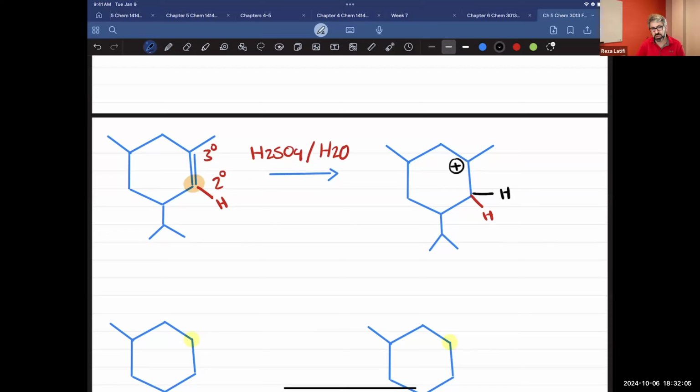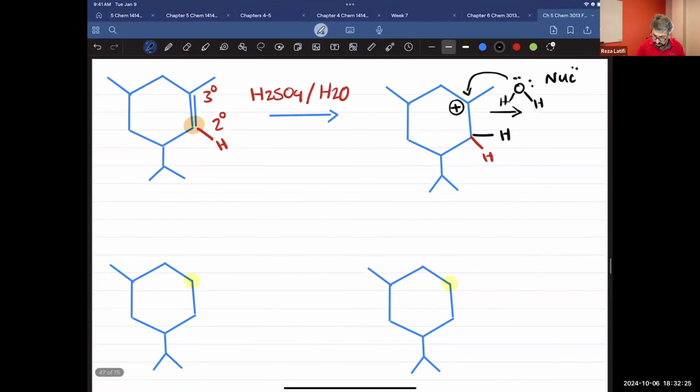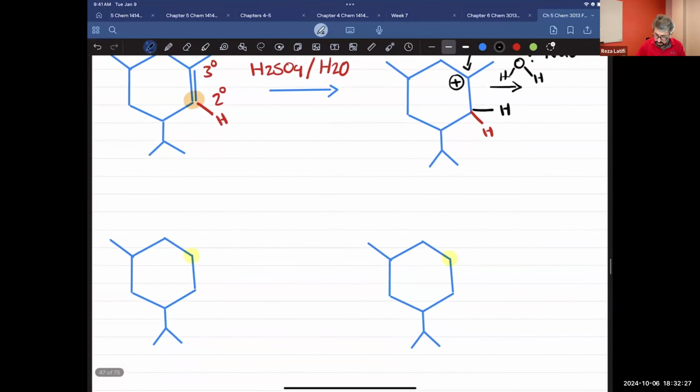So now I got a tertiary carbocation. Now what will happen in the next step? Water as a nucleophile gets involved, and it will attack this carbon, and that's going to give me OH. So let's write whatever we have until now. We have 2 hydrogens here.